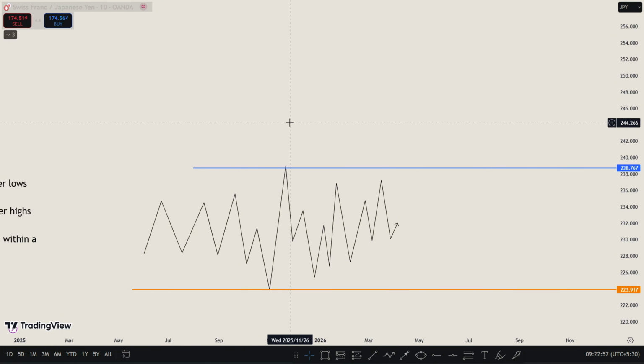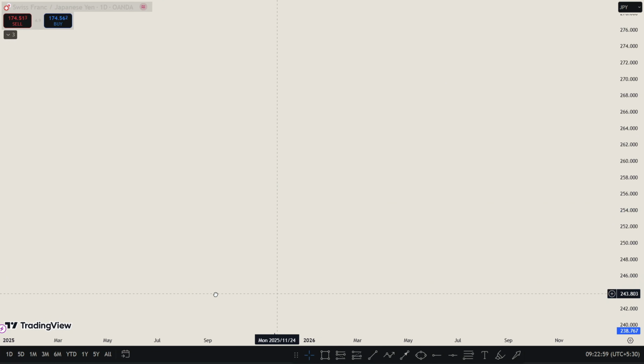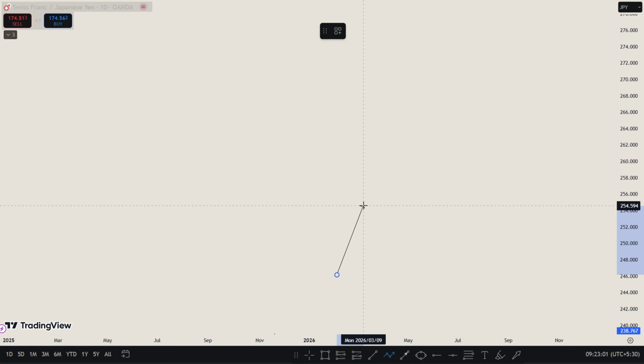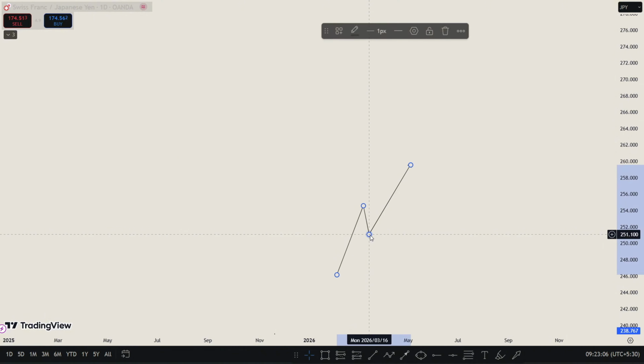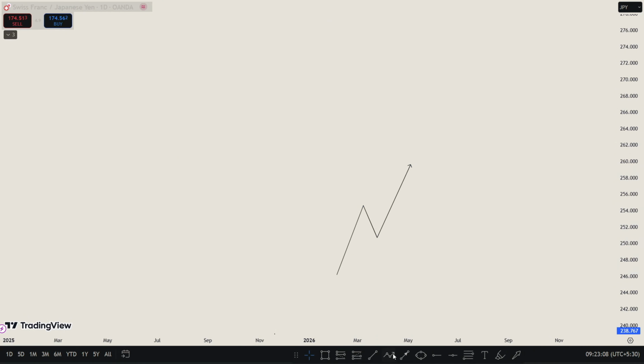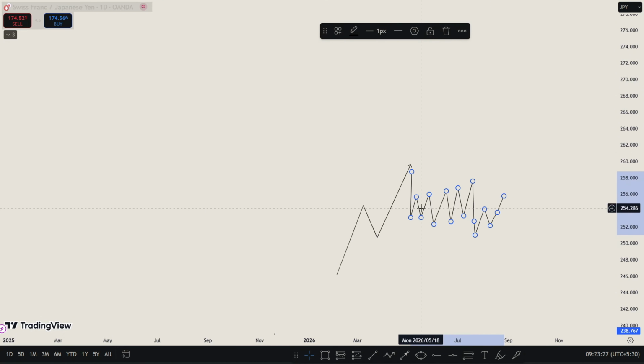So what does market structure mean? I will give you a quick tip. Let's say this is the higher high and this is the higher low. Any point in between the recent high and the recent low, like if the market is moving inside this price range, until and unless one of them gets broken, this is called a market structure.